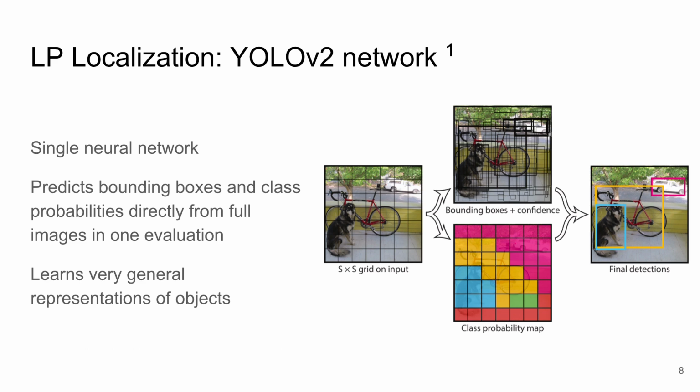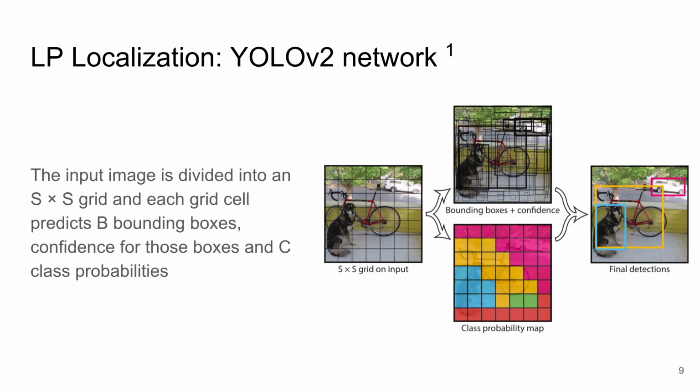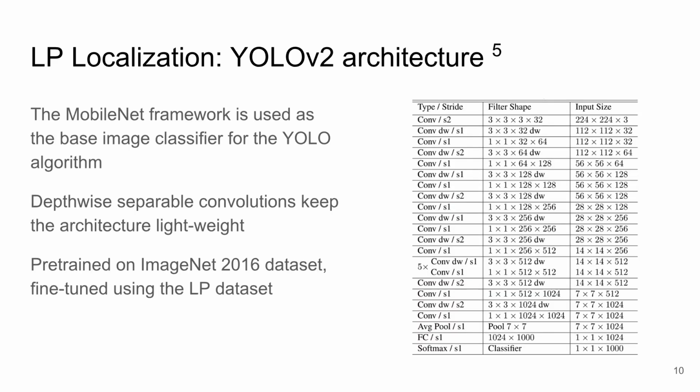The YOLO network in general is a single neural network. It predicts bounding boxes and class probabilities directly from full images in one sweep of the image, and it learns very general representations of the objects. It uses an S by S grid, and for each grid cell it predicts bounding boxes and confidences for those bounding boxes, as well as class probabilities. It combines all of this into the final detected output, which is capable of detecting multiple overlapped images.